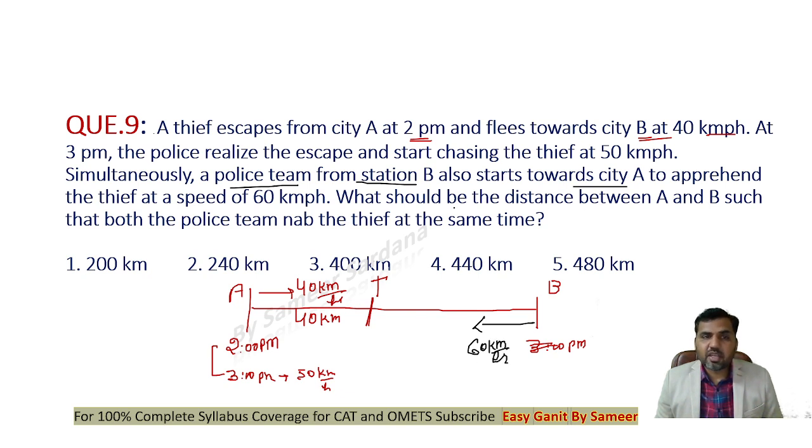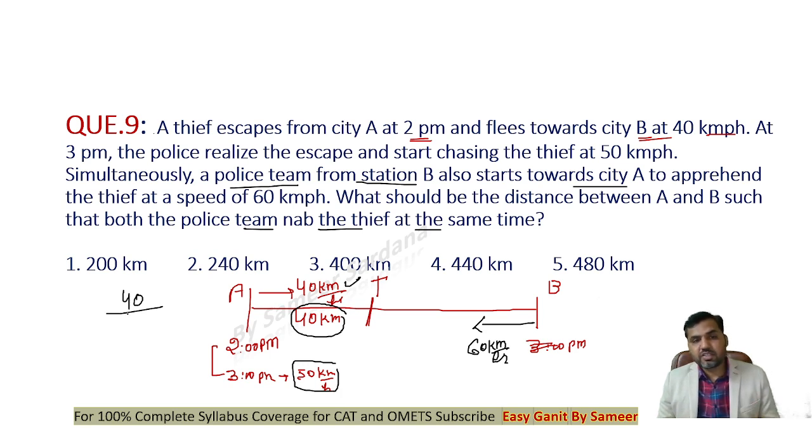What should be the distance between A and B such that both the police teams nab the thief at the same time? If this police has to catch the thief, this distance of 40 km needs to be covered at a relative speed of 50 minus 40, that is 10. That means the police will catch up with the thief in 4 hours.